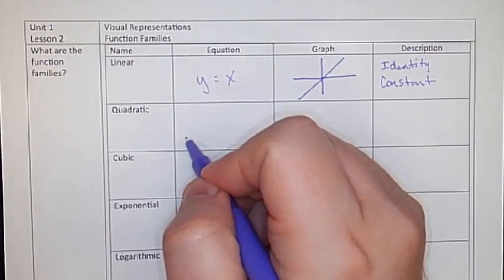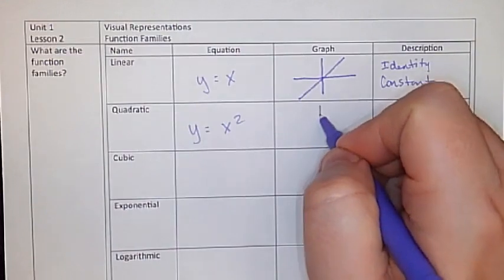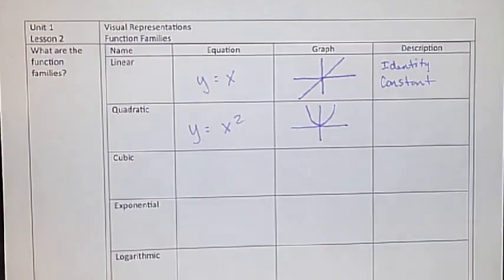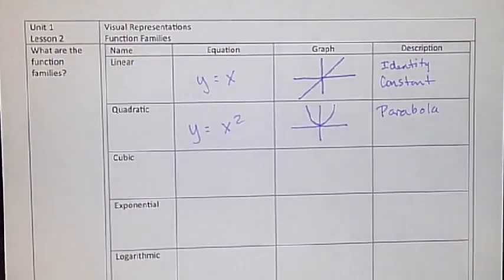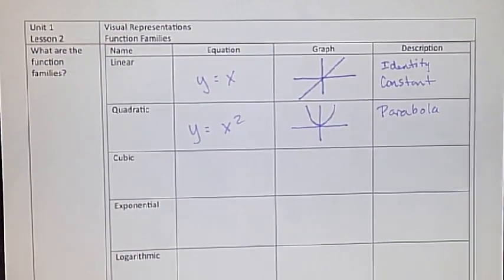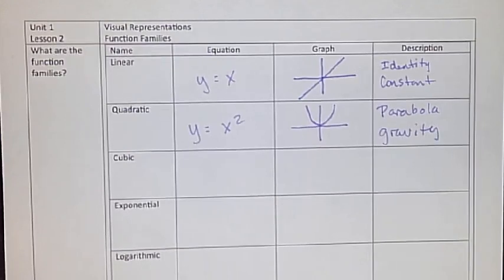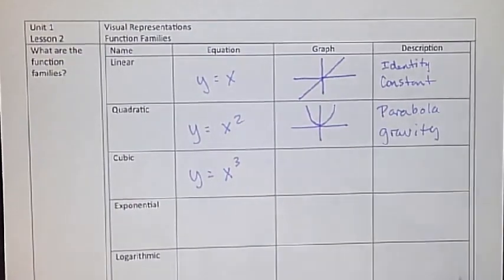When we look at the quadratic family, this is y equals x squared. We note that the graph should look very familiar. It has this nice U shape, and we say that the graph is called a parabola, and that this type of function is commonly used to describe motion in relation to gravity. So anytime that you're talking about something thrown into the air, this is the kind of function that you're going to see. We have the cubic family, which is y equals x cubed.